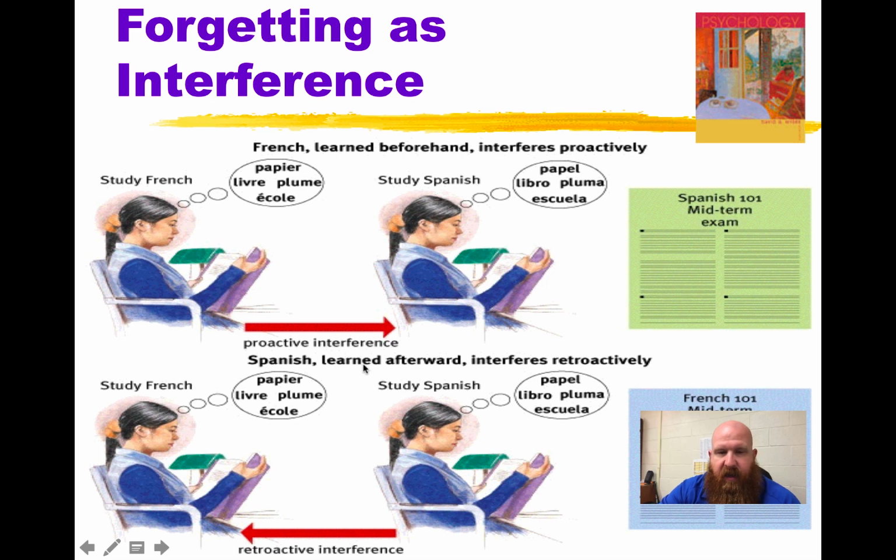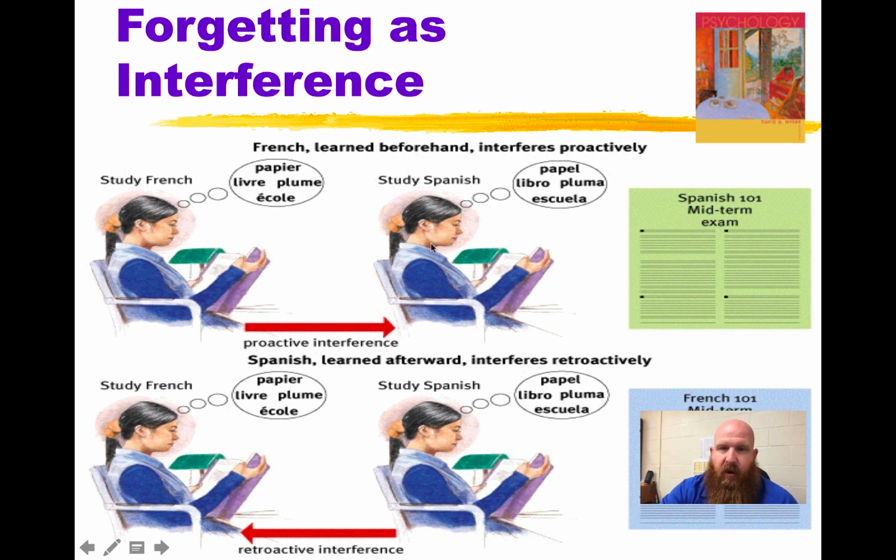Retroactive is if I studied French and then learned Spanish and then had to take a French exam. If I had issues, kept saying the Spanish terms instead of the French terms, that would be retroactive. It was acting on the old information.